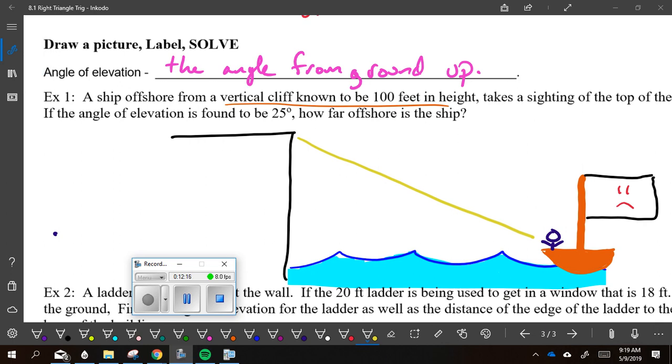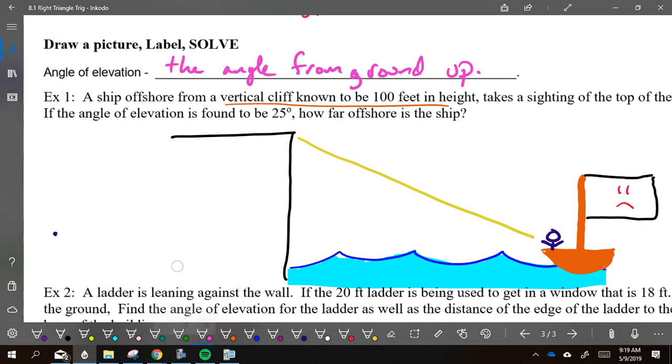Gracie, what's something I can label about this situation that's happening here? Yeah, the cliff is 100 feet tall. That's pretty obvious in the problem. If anyone didn't think that, they're ridiculous. 100 feet tall in height. Yep, we can label that.